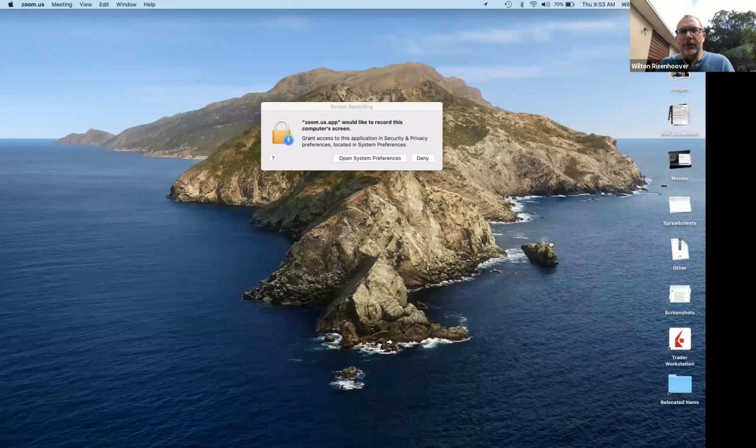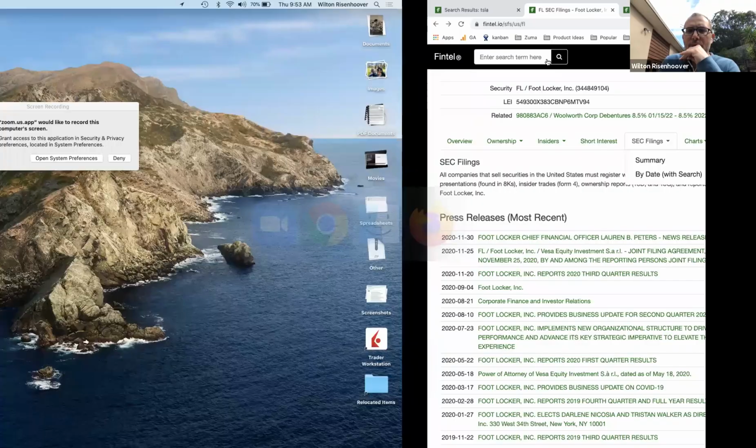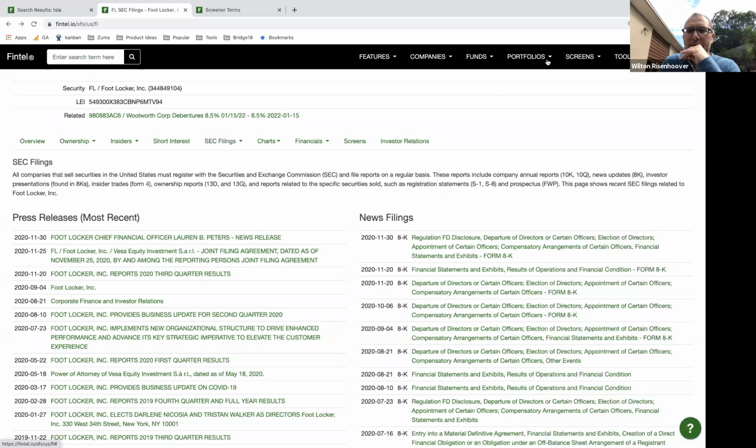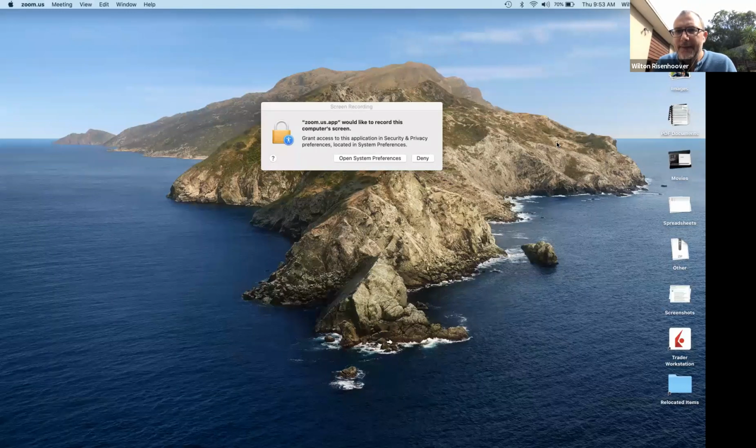I wanted to go back to the combined portfolios because there was a question about that. So the question was, how can you find out which companies are... what was the question? I don't know what the question was, but I do want to show you guys the combined portfolios here, and I'll come back to the question later on if I can find it.